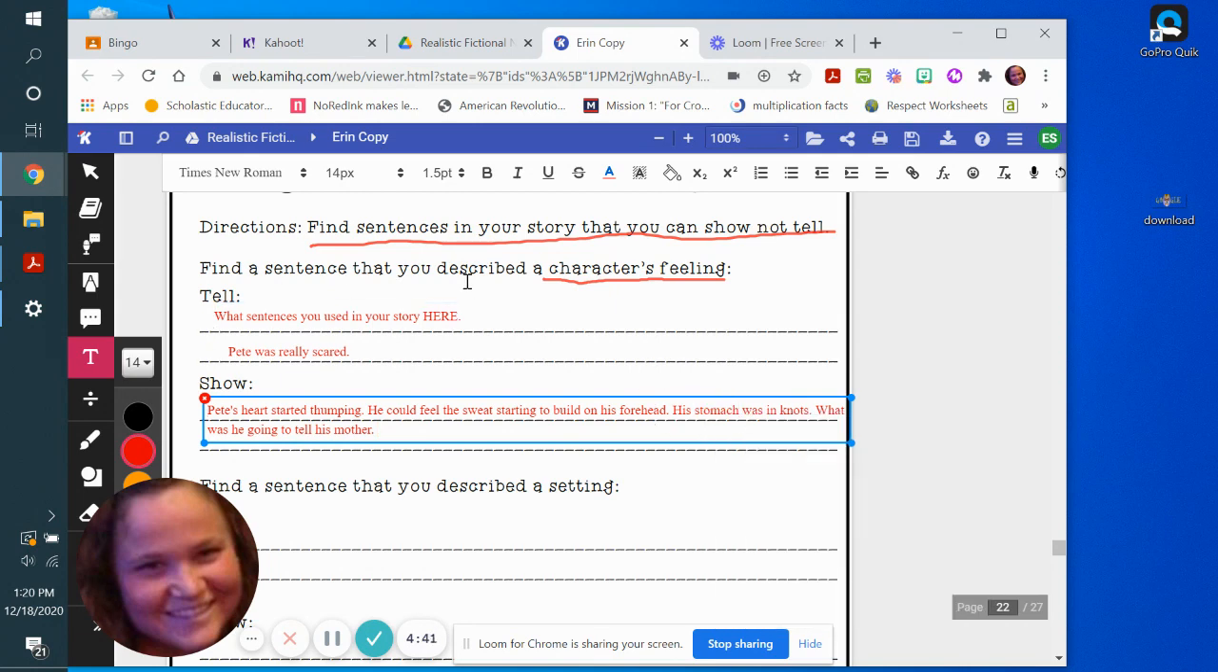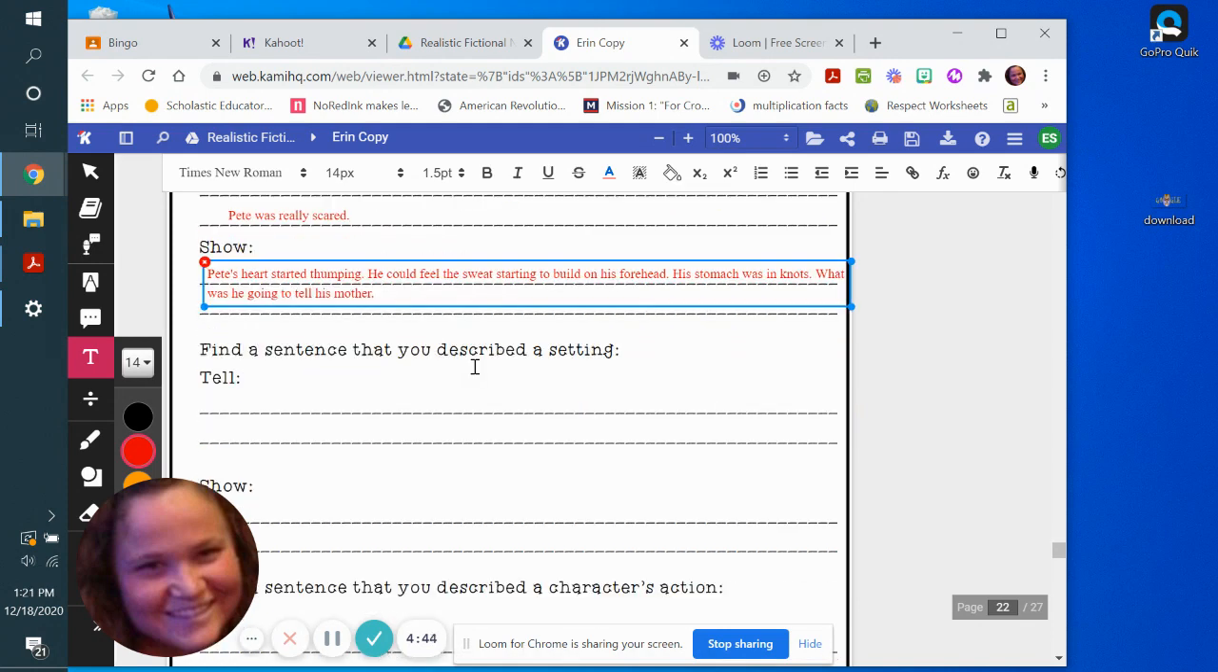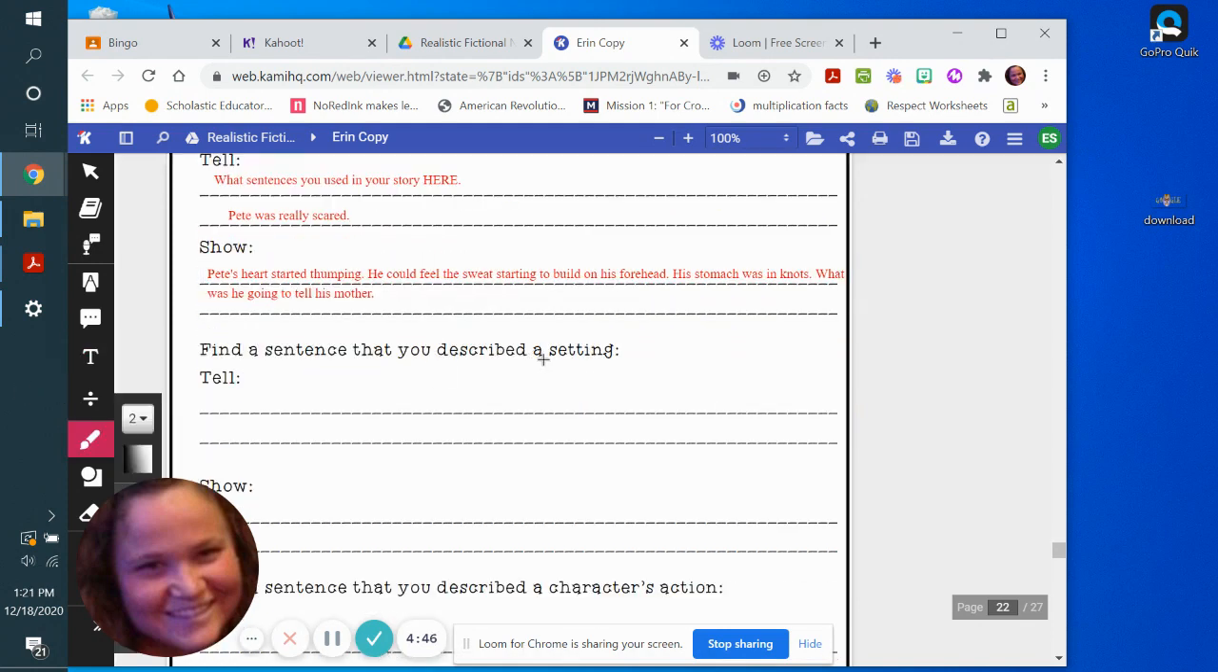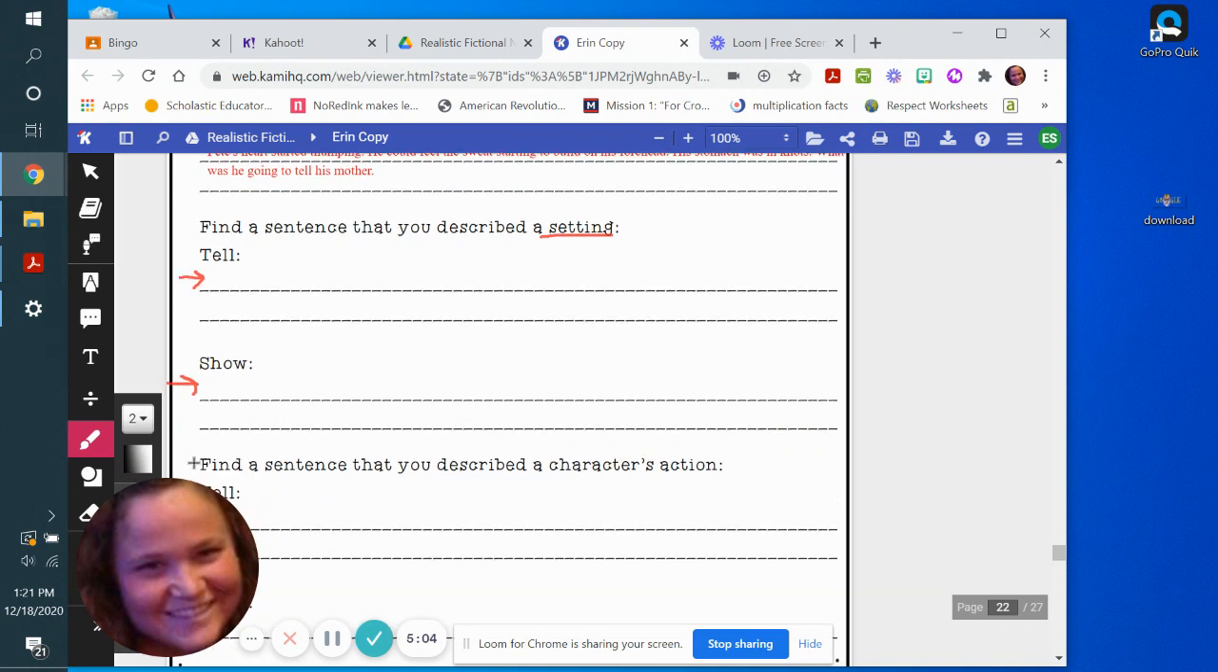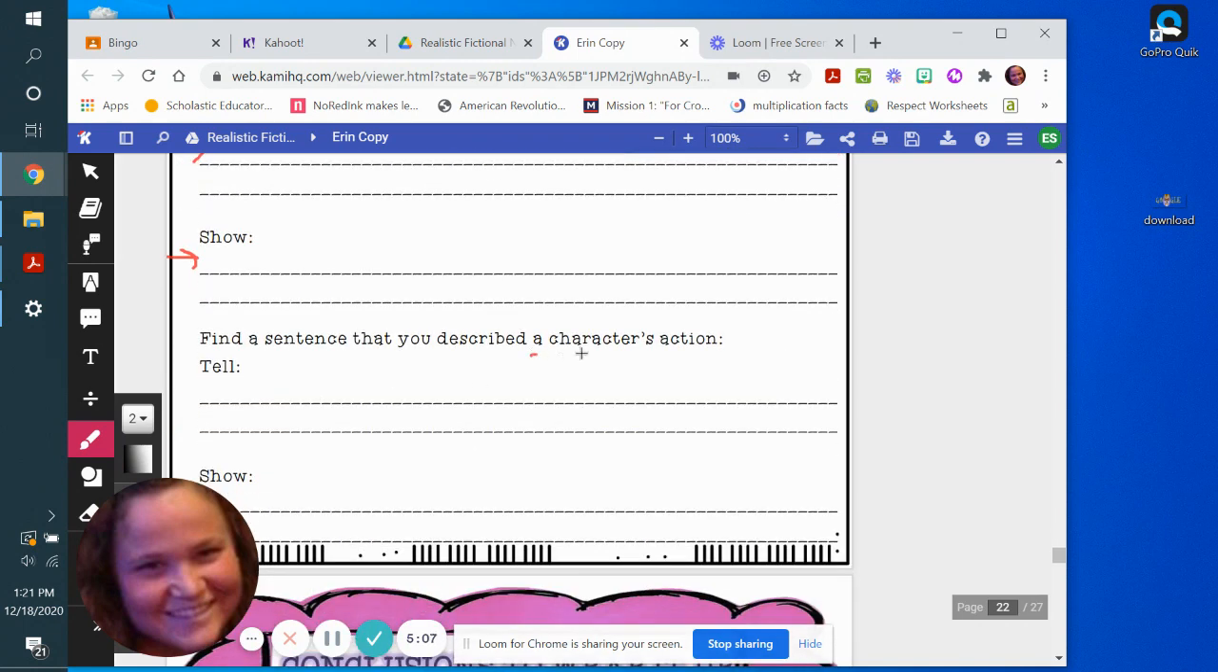So you're going to do that for the character's feeling. You're going to do that for the setting. You're going to find a sentence where you tell someone the setting, like, the school was big. Instead, say the school towered over every other building in the city. You're going to show us instead of just telling us. And you're also going to do that for a character's action. Action would be a verb. What did they do in your story? Did they jump? Did they freeze?